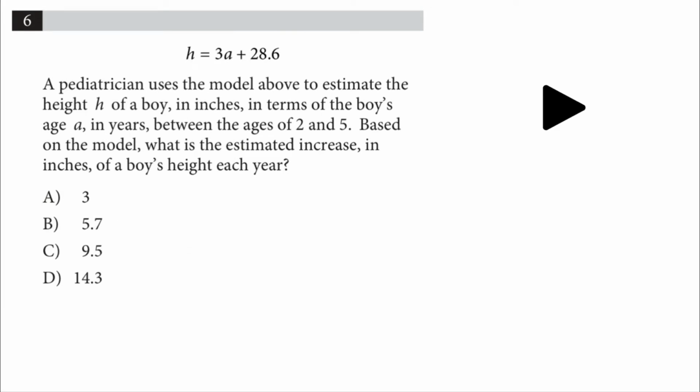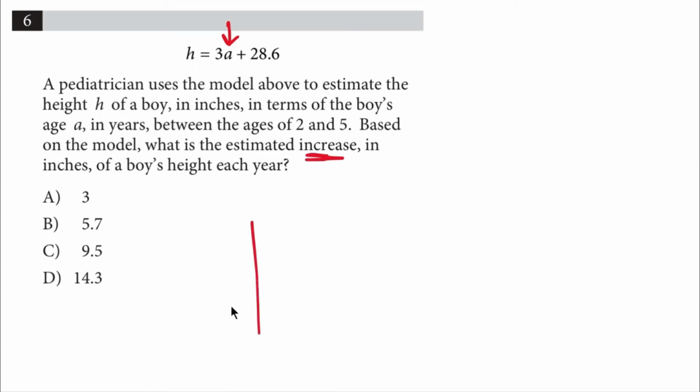A pediatrician uses the model above to estimate the height h of a boy in inches in terms of the boy's age a in years between the ages of 2 and 5. Well, for kids between the ages of 2 and 5, especially for the boys, the pediatrician can estimate their height using this equation. Well, a is actually their age in years. Based on the model, what is the estimated increase in inches of a boy's height each year?